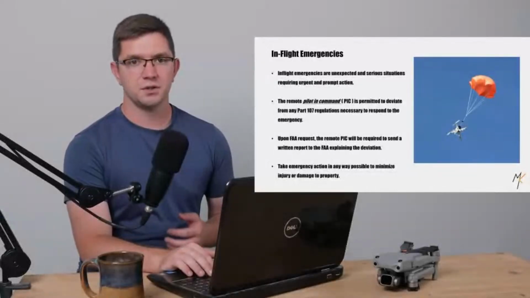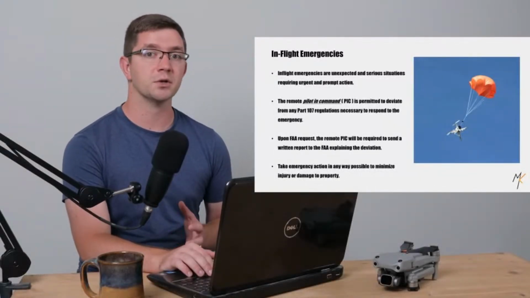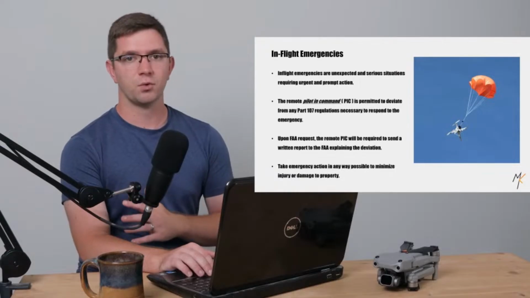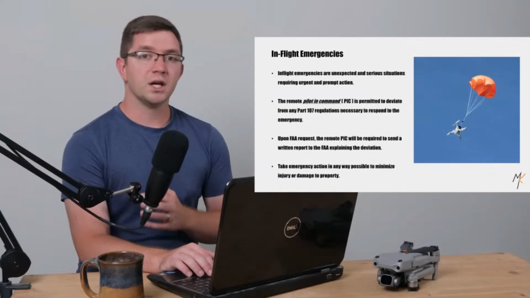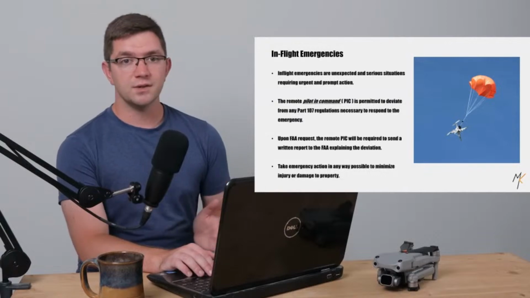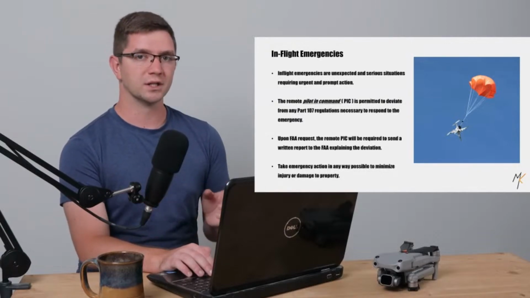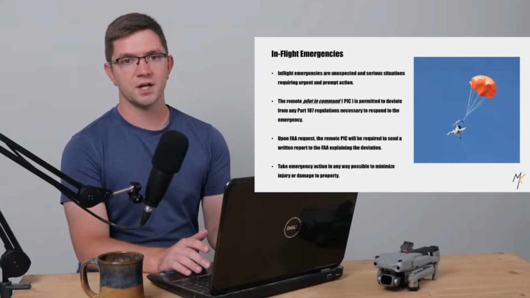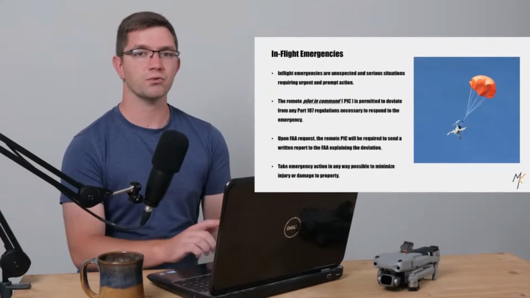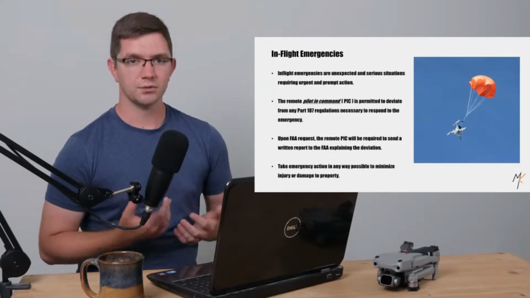If for any reason you and a manned aircraft are on a collision course, this is considered an in flight emergency. So you need to perform any necessary maneuver to avoid collision. The FAA is going to allow you to deviate from Part 107 regulations that are necessary to avoid a collision. But if you're contacted by the FAA in regards to the deviation, you will have to send in a written report to the FAA explaining everything that happened during the flight.